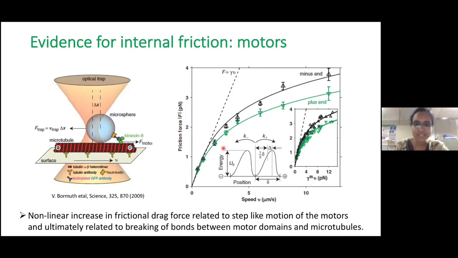What this is showing you is that there is breakage of bonds between motor domains and microtubules at high enough speeds, which is leading to the tapering of the friction force. So there is some sort of friction in just the way a motor walks on this microtubule, and the mere action of walking is equivalent to attaching and detaching, and that sort of bond breaking can also cost energy.